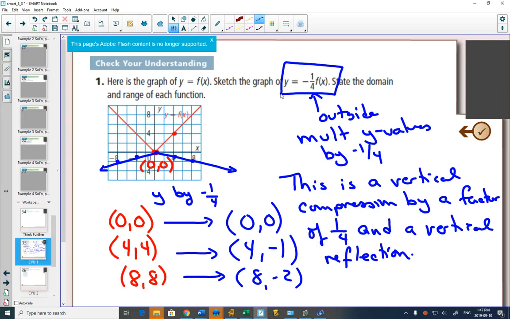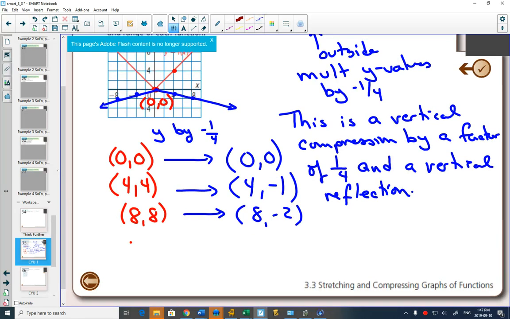Finally, last sentence, state the domain and range of each function. So for the red one, I'm going to use the interval notation this time. The x values are everything. So I could have written x is a real number, but I'm going to do -infinity to infinity. For the red graph, the smallest y value is 0, and it goes up forever. So I write square bracket 0 to infinity.